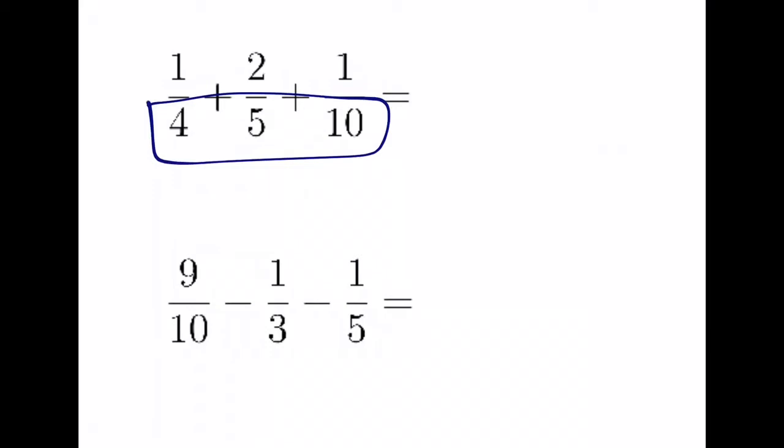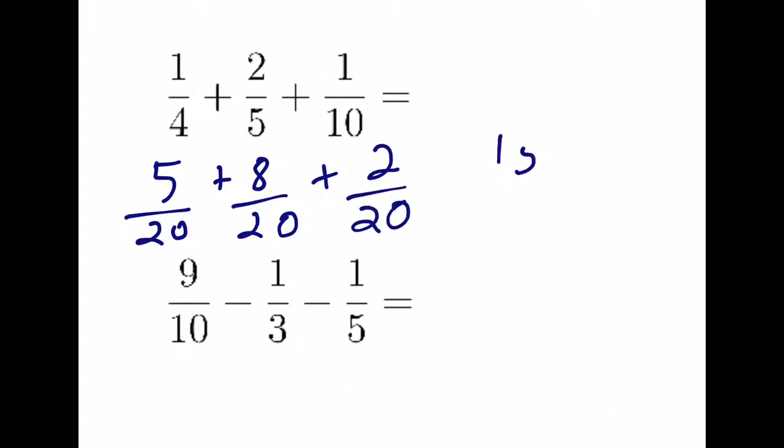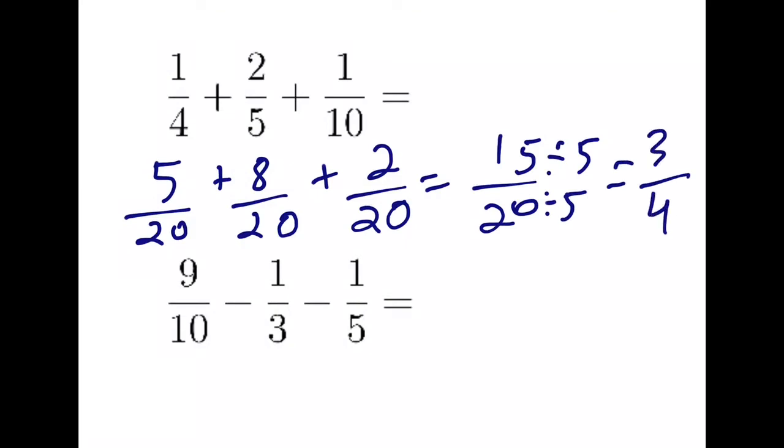So we're going to change each fraction to become 20ths. 1/4 is multiplied by 5 to get 5 over 20. 2/5 is multiplied by 4 to get 8 over 20. And 1/10 is multiplied by 2 to get 2 over 20. I add the numerator straight across, and I get 15 over 20. If I divide both by 5, I would get 3/4.